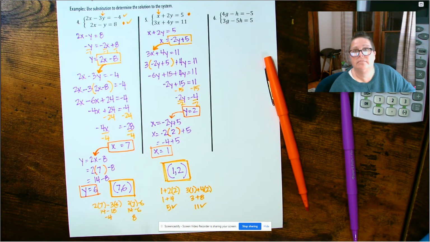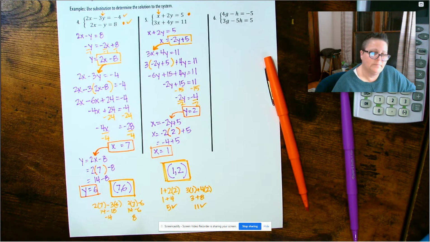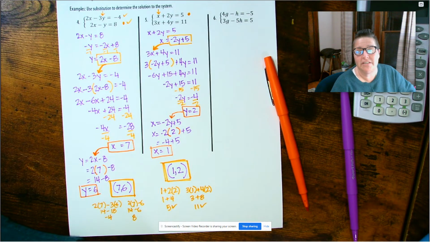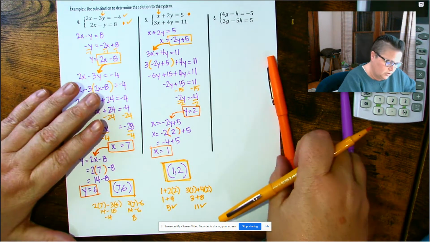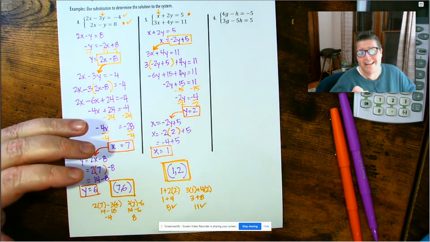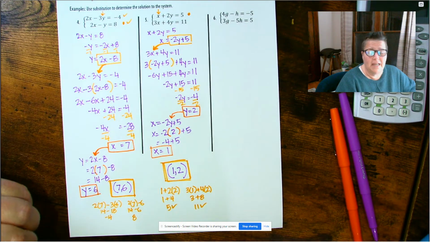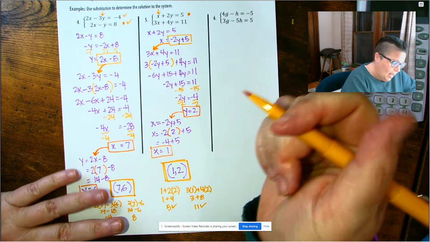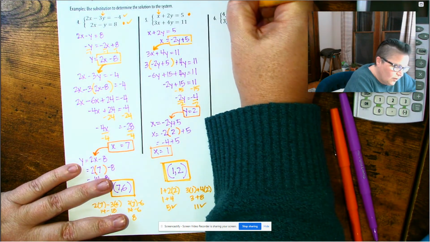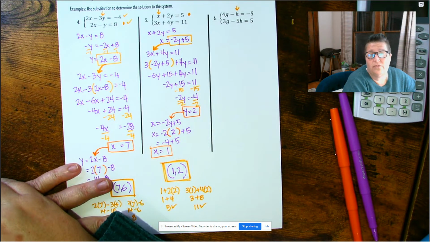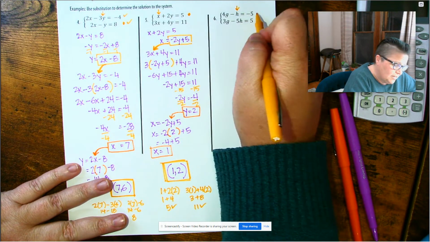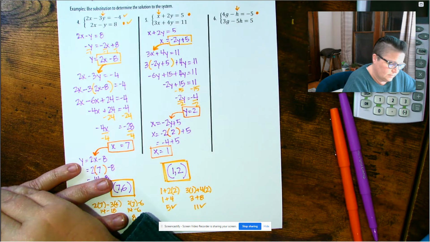Third example is 4g minus h is equal to a negative 5, and the second equation is 3g minus 5h is equal to 5. I have g's and h's. This is no different than x's and y's. I have decided that I'm going to solve for h because it is the only one without a non-1 coefficient. And I'm going to solve for h in that first equation.